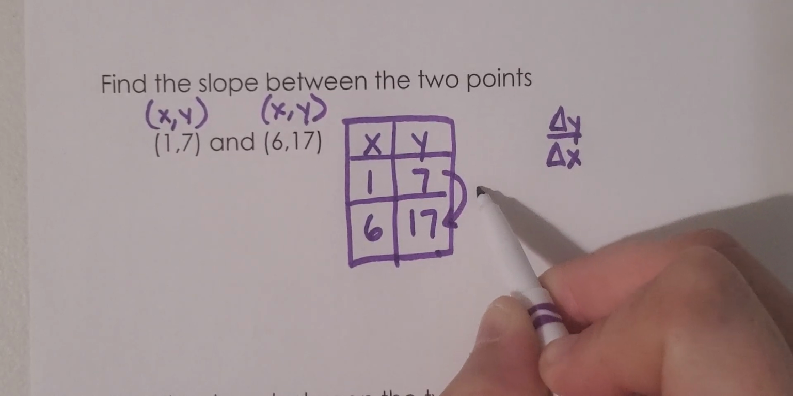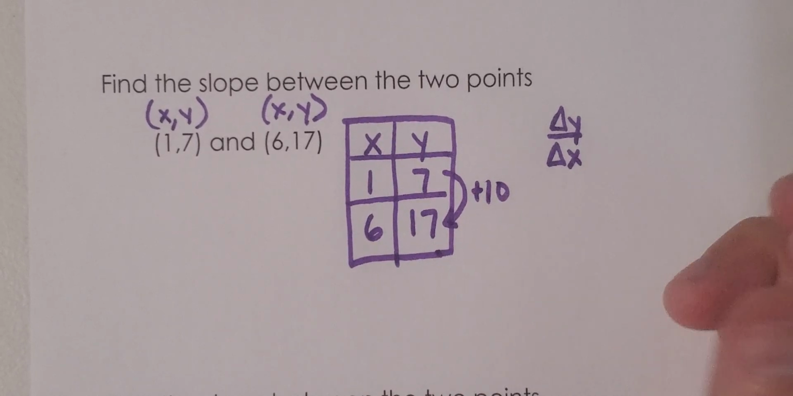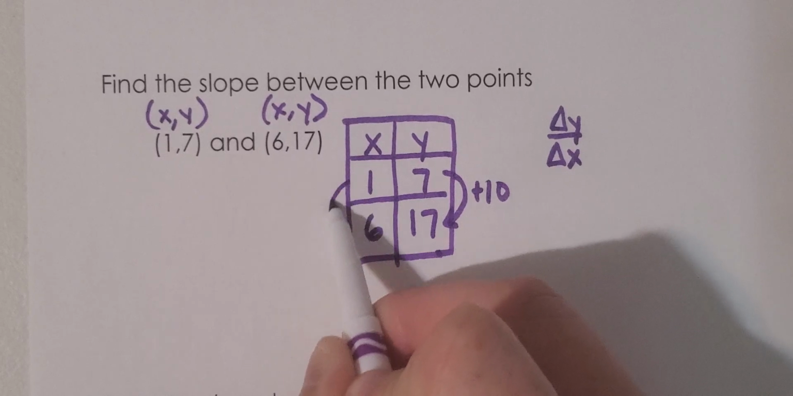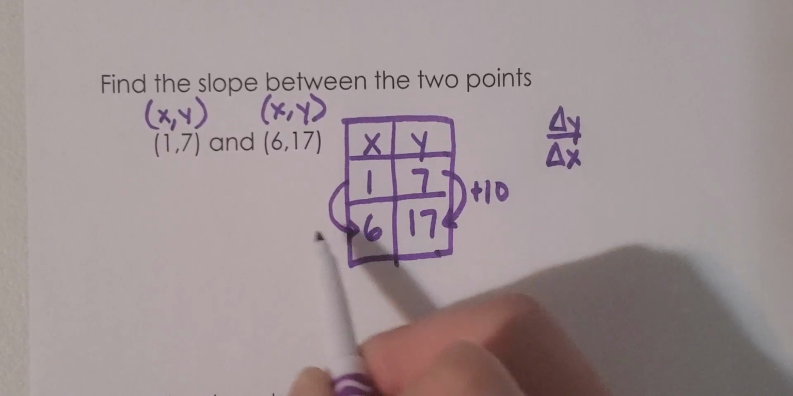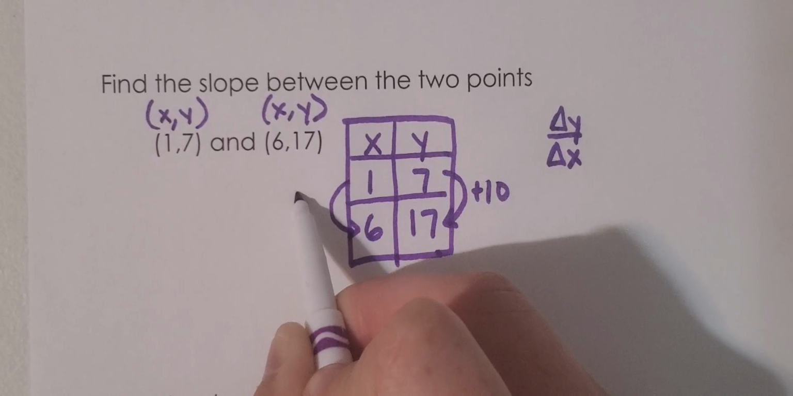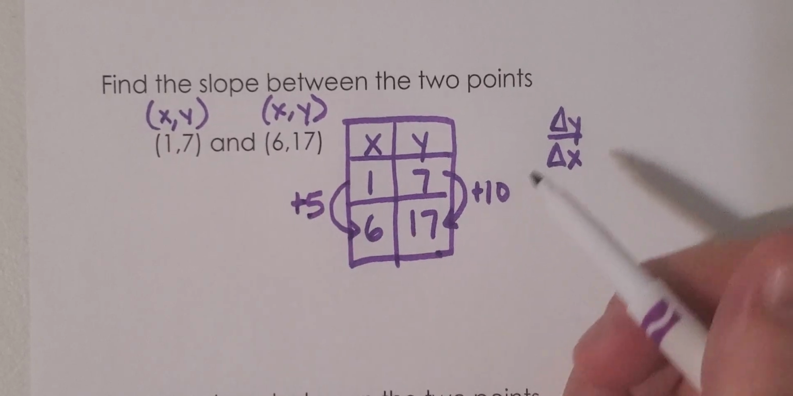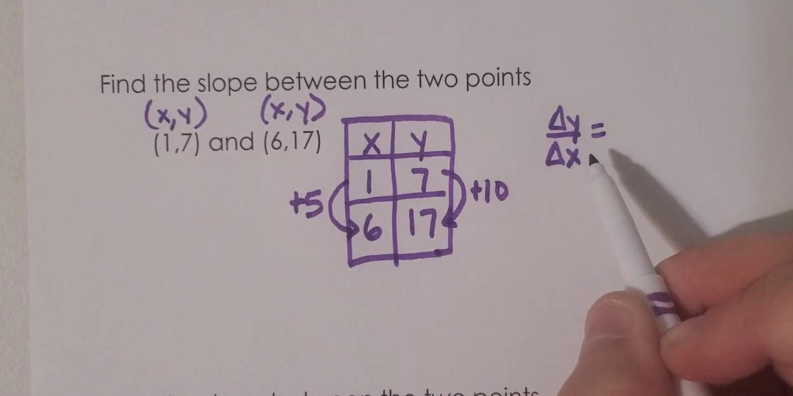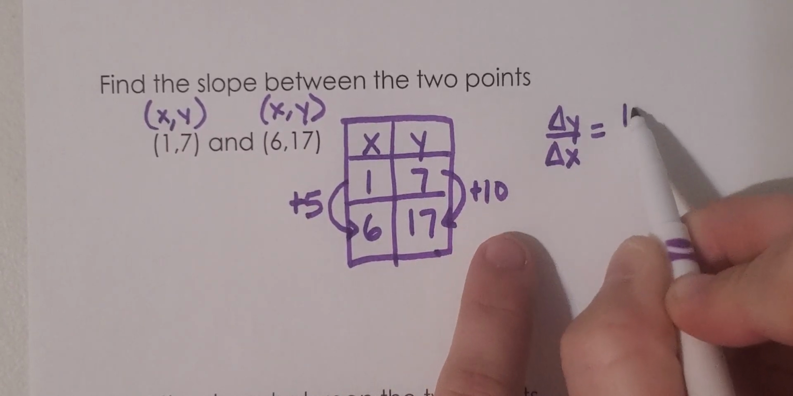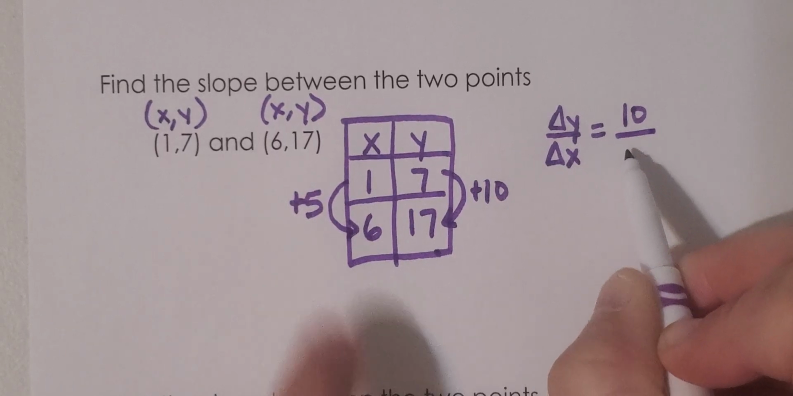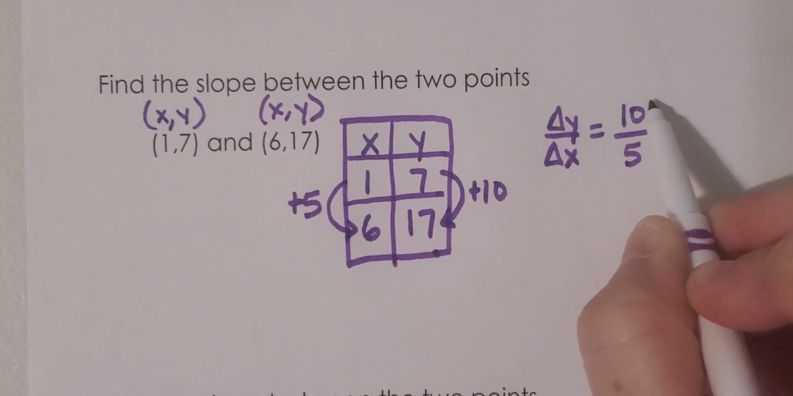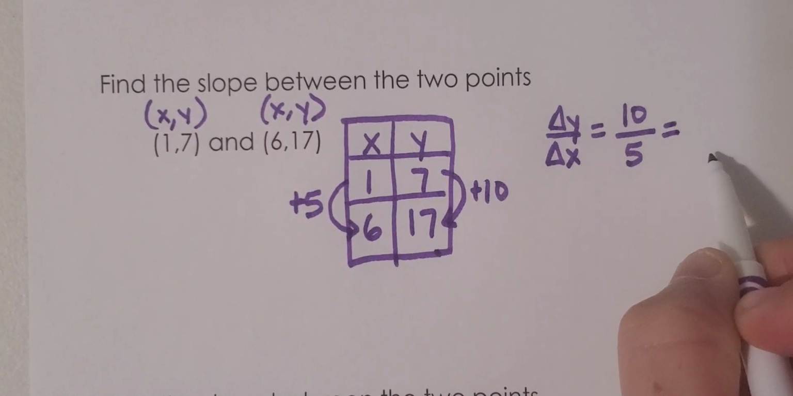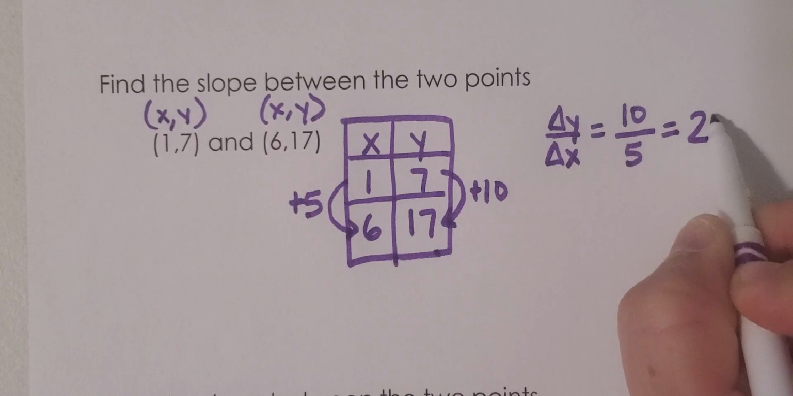From 7 to 17, we had to add 10. And then we are trying to find our change in our x value. So we had to figure out from 1 to 6, what we needed to do, which would be adding 5. So when we actually write it as a slope, we'll write it in a fraction with our change in y on top and our change in x on the bottom of the fraction. This is your actual fraction or slope, and then we can reduce it down to make it 2, or 2 over 1.